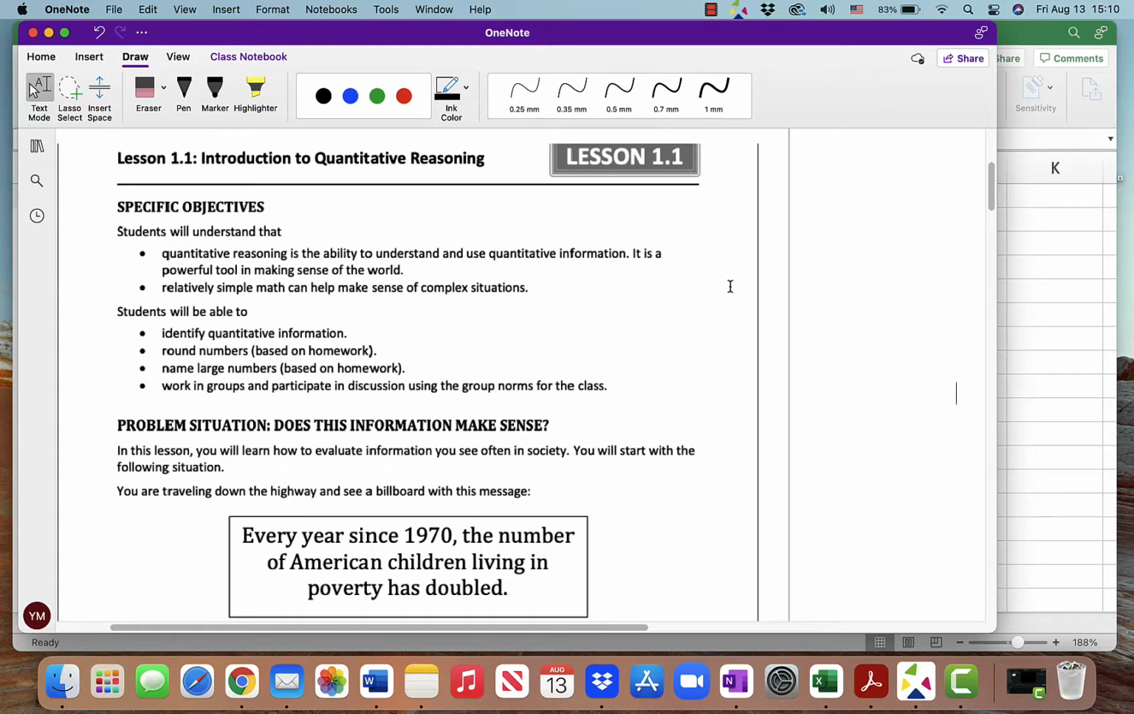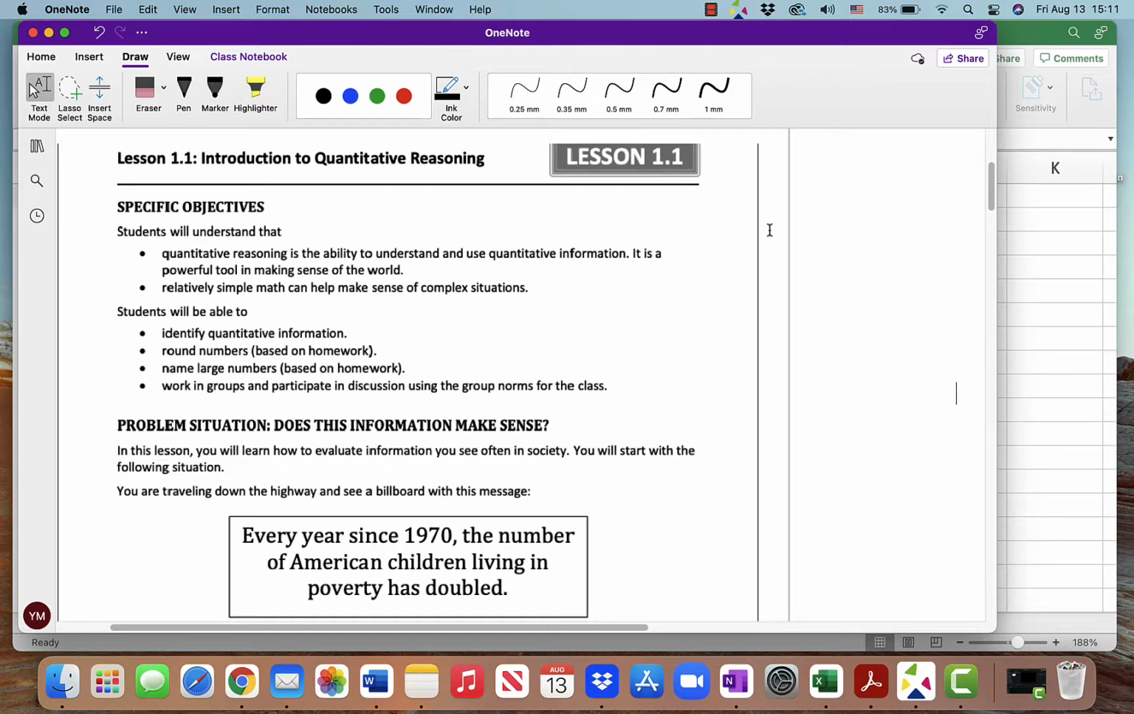So by the end of this lesson, students will understand that quantitative reasoning is the ability to understand and use quantitative information. It is a powerful tool in making sense of the world. And relatively simple math can help make sense of more complex situations, as you will see in this lesson. And then more in terms of mathematical objectives, you'll be able to identify quantitative information in a situation. And then we'll review some of the concepts, so actually you will review it on your own by completing the homework. You'll be rounding numbers, naming the large numbers.